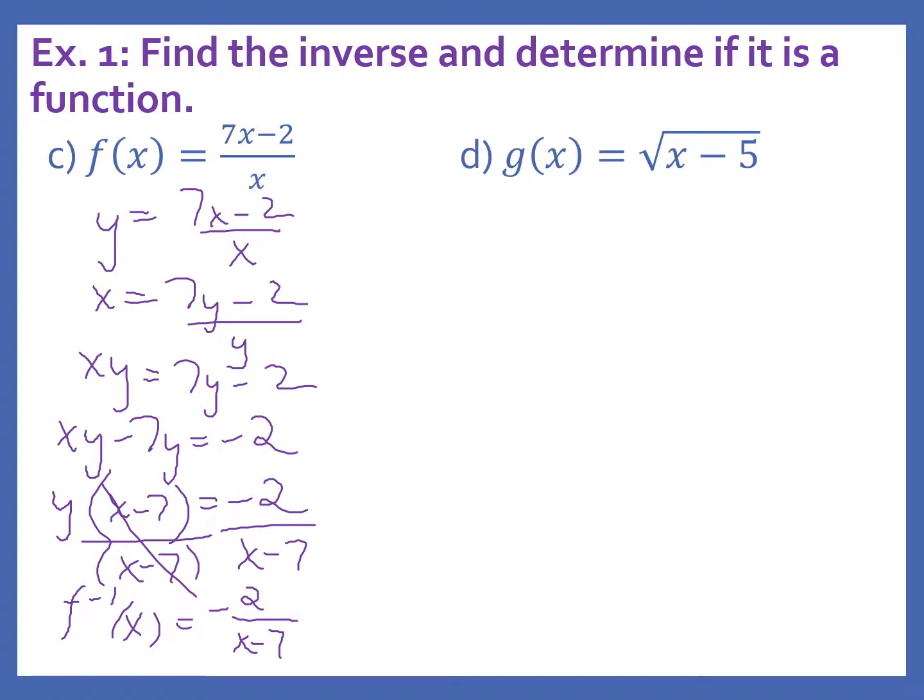So, our first function, rational, it is a function. This one basically looks like the 1 over x function, but it's got some transformations happening to it. It's still going to be a function. It will pass the vertical line test. And part D, y equals the root of x minus 5, switch x and y.